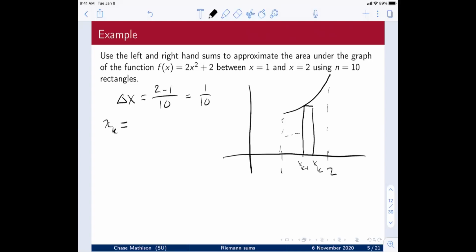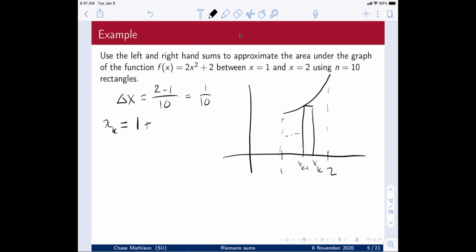What is xk? Again, xk is when we've taken k steps away from my left endpoint, which last time was 0, but now it's not. So first of all, it's always going to involve the left endpoint. So what's the left endpoint? Where am I starting drawing all of these rectangles? Yeah, 1. And then I take k steps away. So what is k steps away from 1? 1/10 k, yeah, very good.